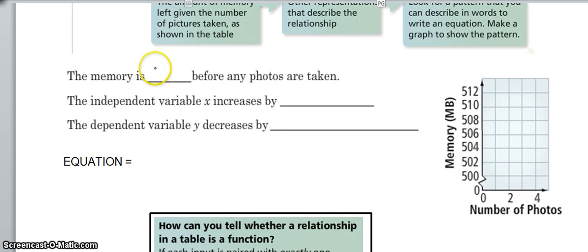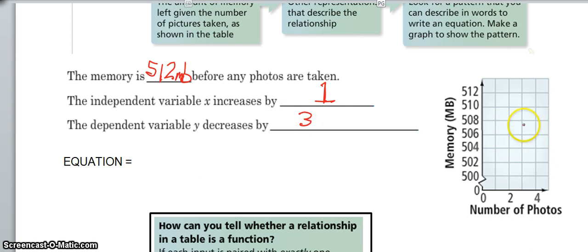So yes, this is a linear function. So then we know, as we come down here, the memory is blank before any photos are taken. Well, how much is in the memory? There is 512 megabytes if you care to label. And then the independent variable, always our x-axis, is the number of photos that we take, and the dependent variable is the memory. The memory depends on how many photos. So we label that: as the independent variable x increases by 1, the dependent variable y decreases by 3.